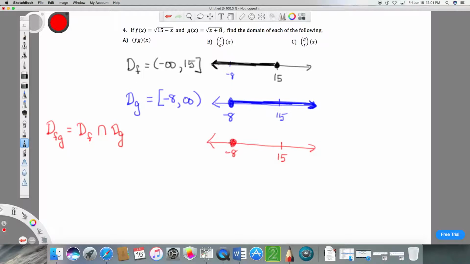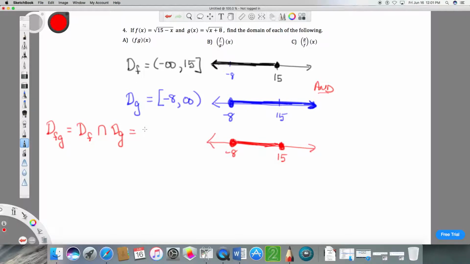So to be in our intersection, it has to be in this set, and it has to be in this set to be in this domain set. So 15 is shaded in each of these, so it's shaded in our intersection. To the left of negative 8 is not shaded in the second set, therefore it's not in the intersection. And to the right of 15 is not shaded in the first set, therefore to the right of 15 will not be shaded in our answer. But between negative 8 and positive 15 is shaded in both. It's shaded in the first one and it's shaded in the second one, therefore it's in our intersection.